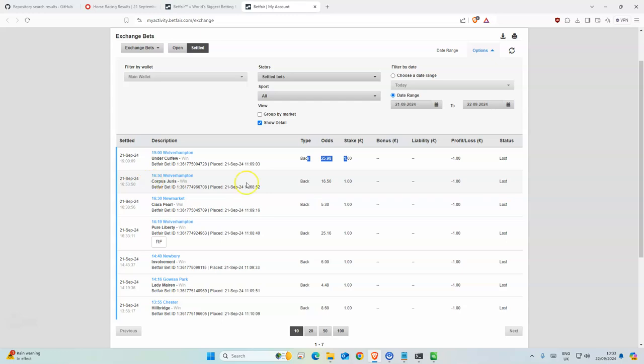So there were four that came third. So Hillbridge came third, Lady came third, Pure Liberty came third, and Copious came third. All of them had nice odds, but yeah, just not enough to win, which is unfortunate.